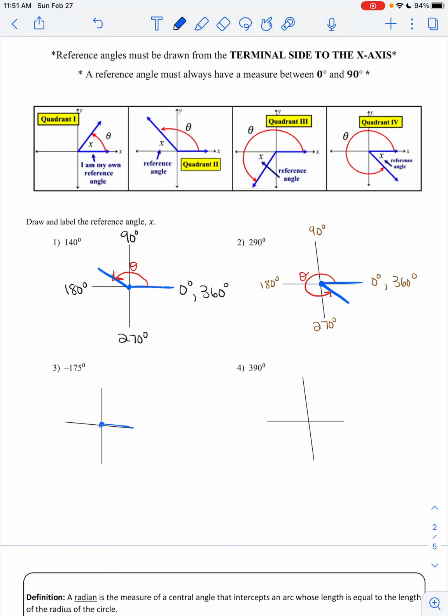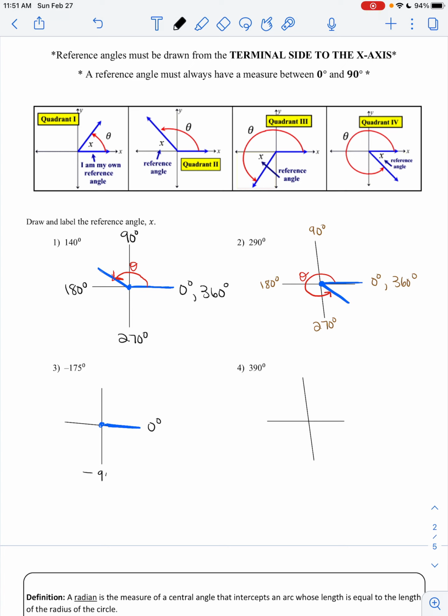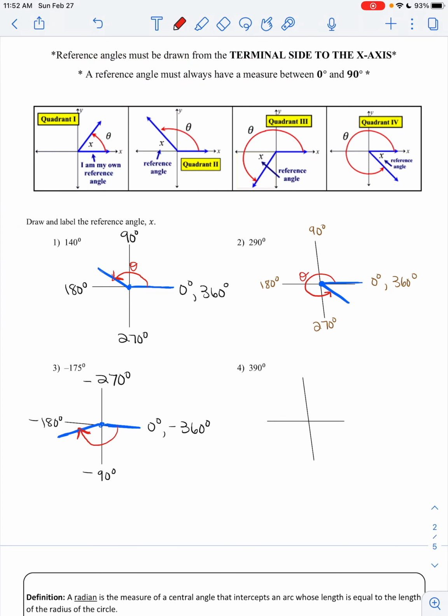Okay, now let's look at our third. So now our angle is negative, so we're going to be rotating clockwise. So we have 0, negative 90, negative 180, negative 270, and negative 360. So we're going negative 175. So this would be negative 90, and then negative 175 would be somewhere over here. I didn't quite get there. Make my arrow look a little bit better. Okay, I'll label that angle theta.